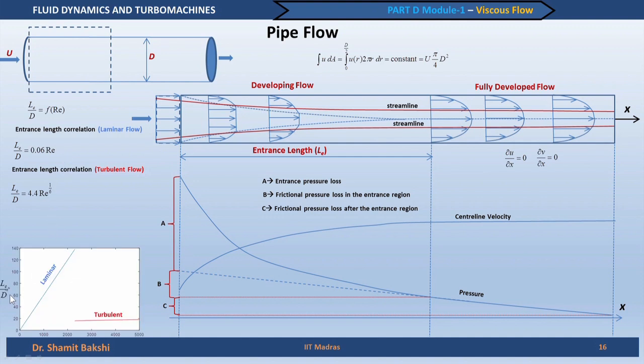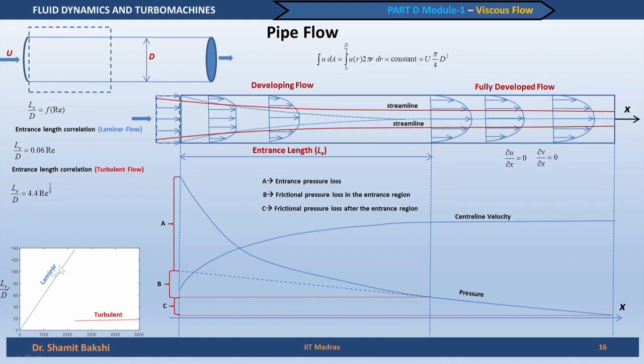If we plot the entrance length non-dimensionalized with diameter for a laminar flow, we see of course the entrance length increases with the Reynolds number. The horizontal axis is the Reynolds number. As the Reynolds number increases, the entrance length also increases, and the transition Reynolds number for a laminar flow is around 2300, and at that value the entrance length is 140 times the diameter of the pipe. So, that gives an estimate of the entrance length.